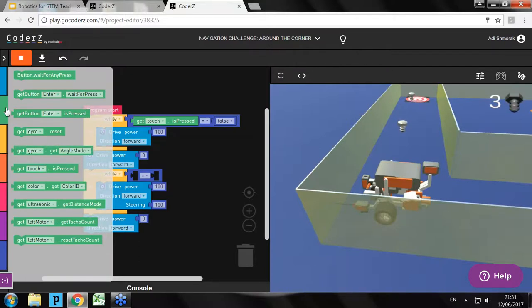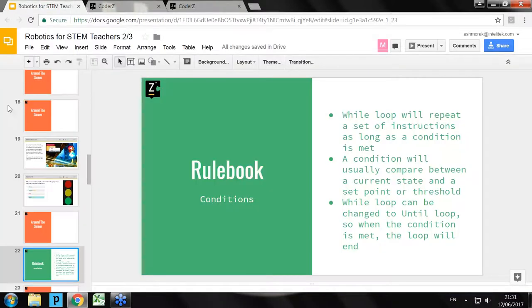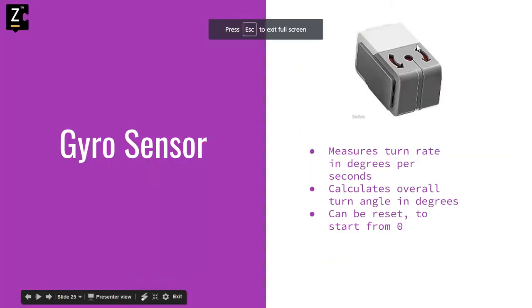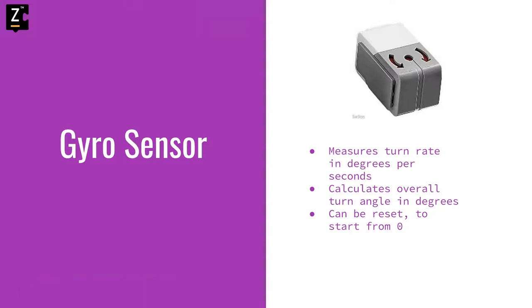So it is time that we meet a new sensor. Meet the gyro sensor. The gyro sensor, or gyroscopic sensor, is by far my favorite sensor because it is so interdisciplinary STEM. Let's investigate it just a bit before moving forward. A gyroscopic sensor measures rotational speed or turn rate.